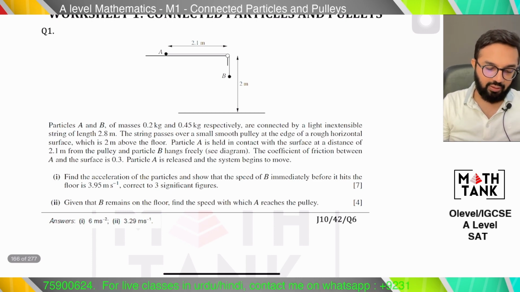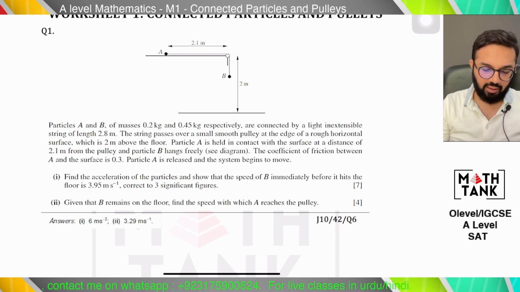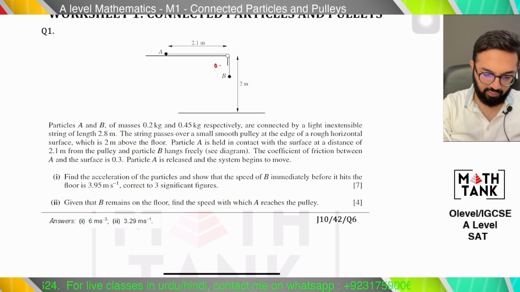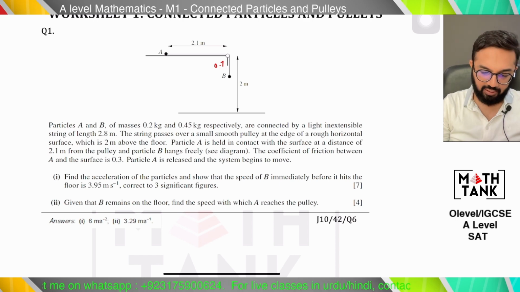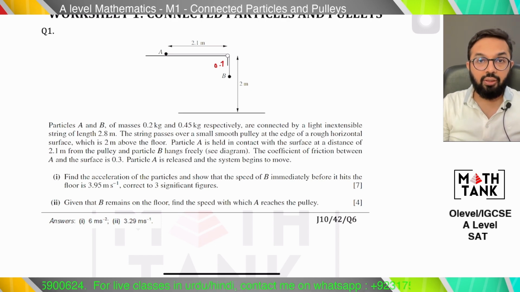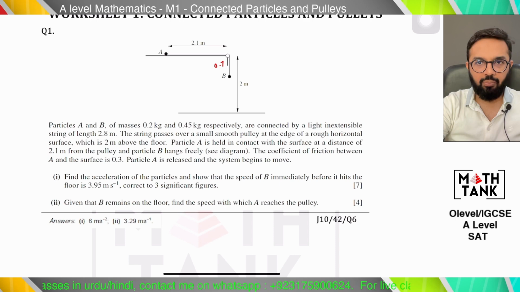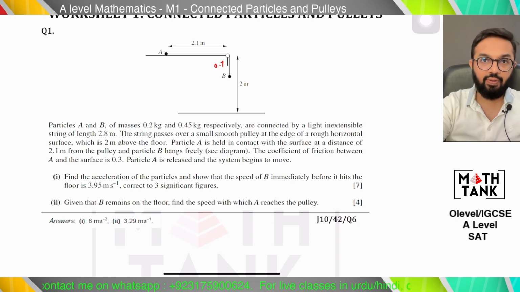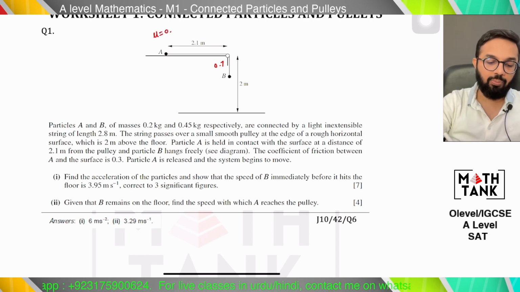Question number one says particles A and B of masses 0.2 and 0.45 kg respectively are connected by a light inextensible string of 2.8 meters. Okay, so there's 0.8 meters, 0.7 meters here. The string passes over a smooth fixed pulley at the edge of a rough horizontal table, which is 2 meters above the floor. Particle A is held in contact with the surface at a distance of 2.1 meters from the pulley, and particle B hangs freely in the diagram. The coefficient of friction between A and the surface is 0.3, so mu equals 0.3.